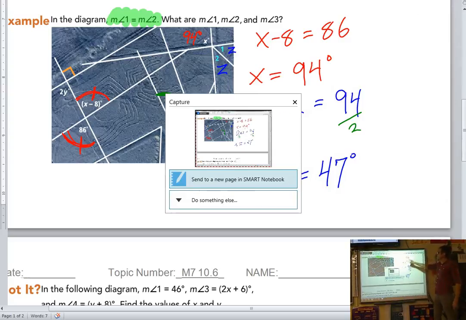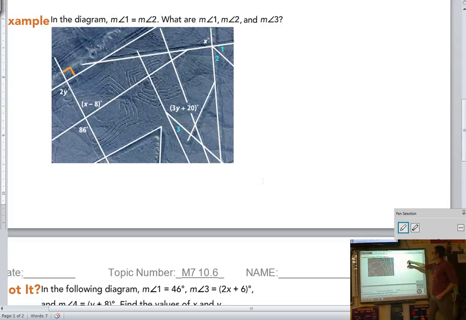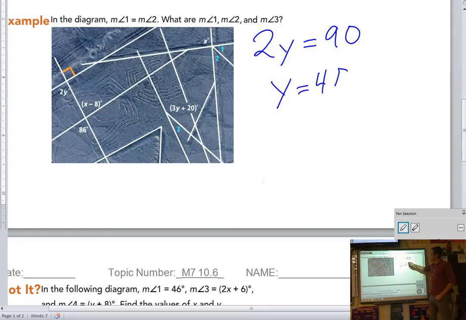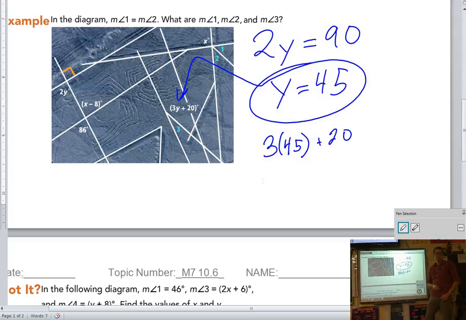So what'd you do with that? And y is 45. If I plug that in here, what's 3 times 45, then plus 20? 155. So, well, what's 3 times 45 first? 135 plus the 20 equals 155.